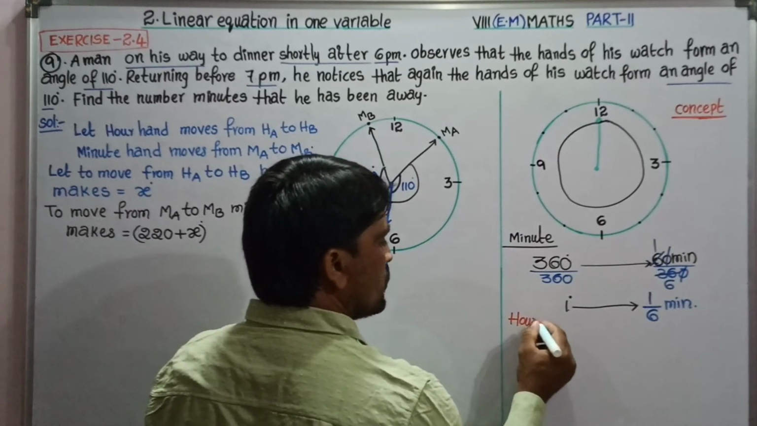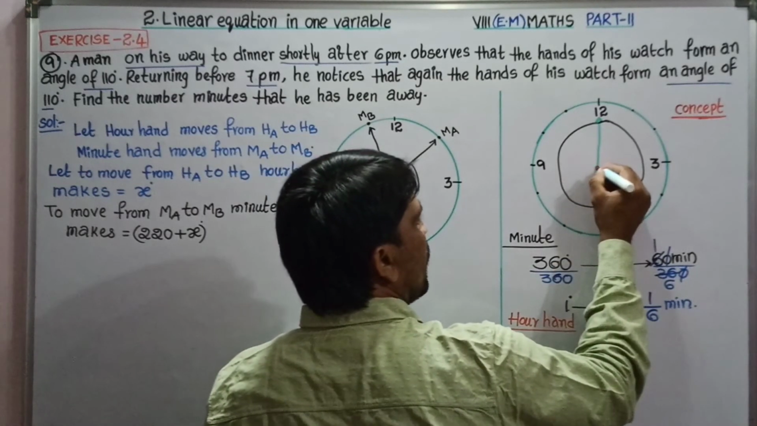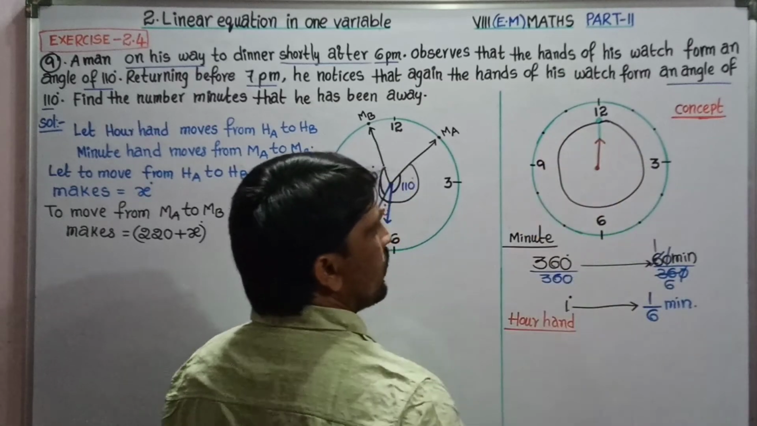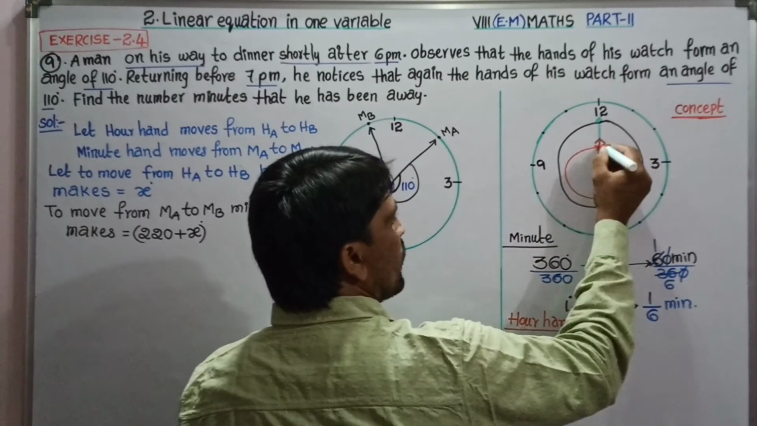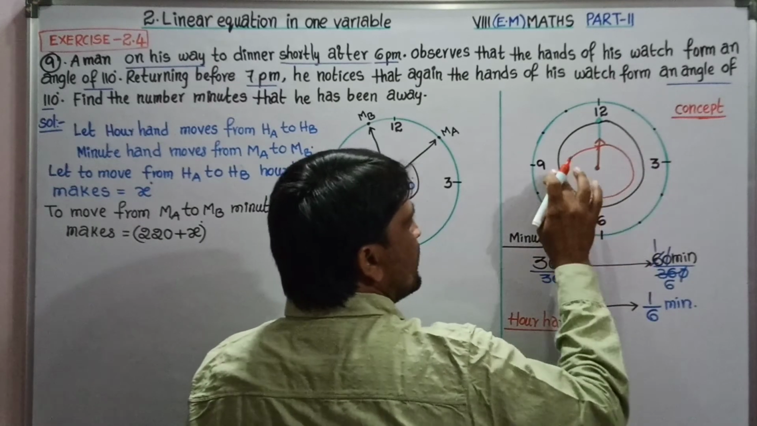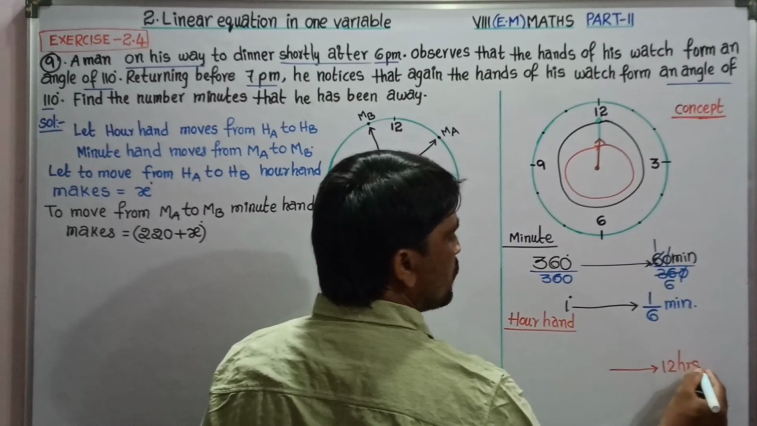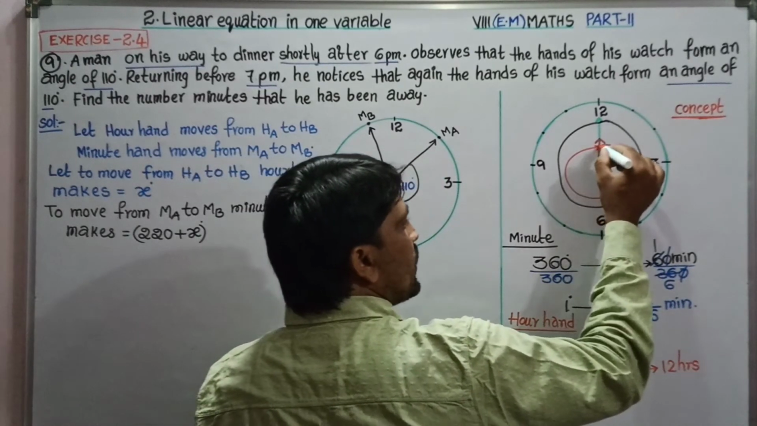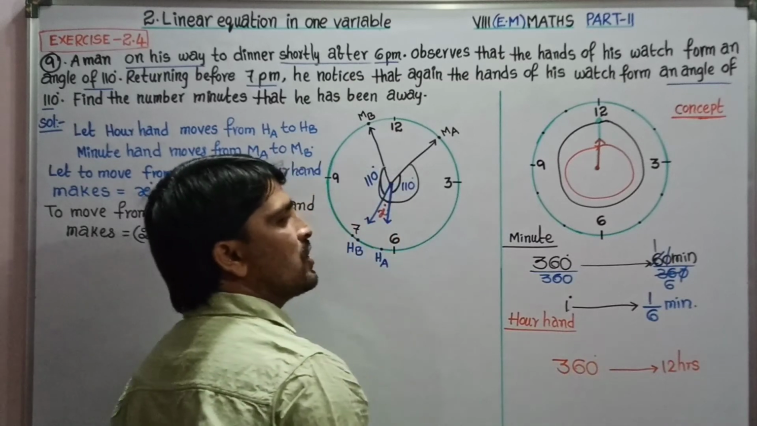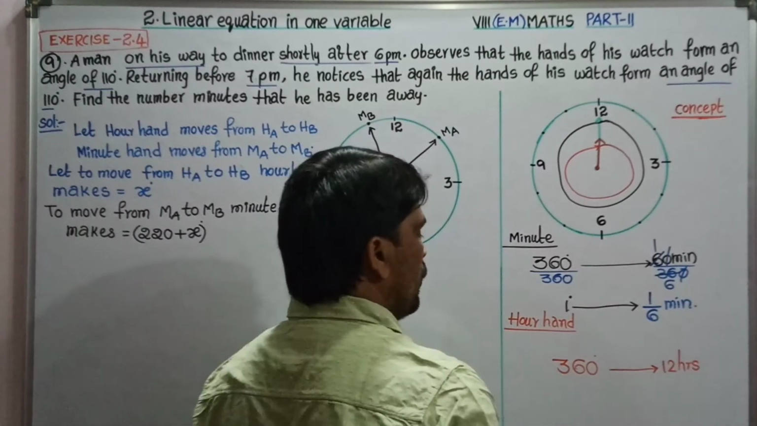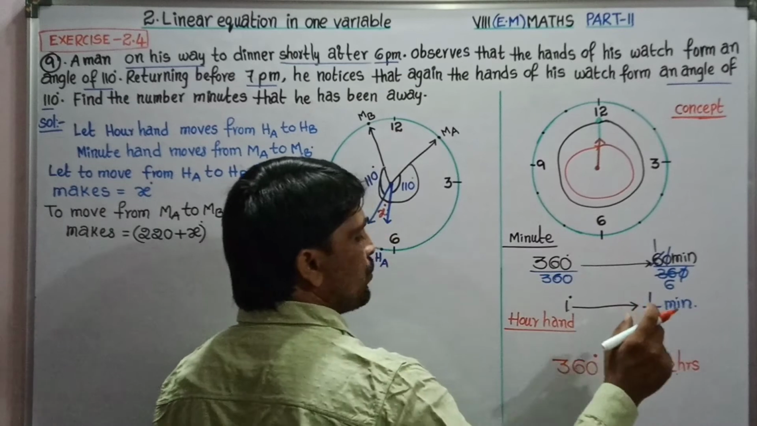Now, about the hour hand. Suppose the hour hand is at 12 and it moves from 12 and completes one rotation. That means in one rotation the time elapsed by the hour hand is 12 hours, and it moves 360 degrees, since one complete rotation is equal to 360 degrees. To move a 360 degree angle, the time elapsed by the hour hand is 12 hours.